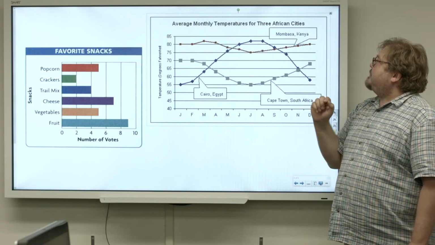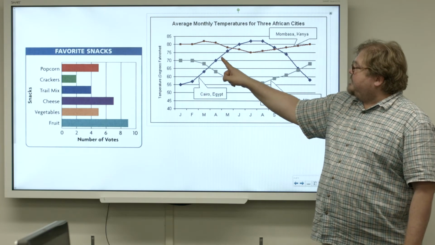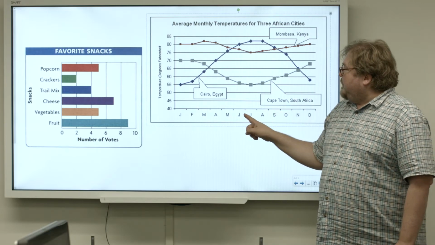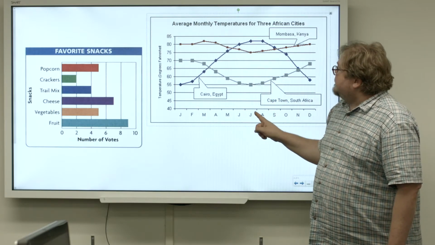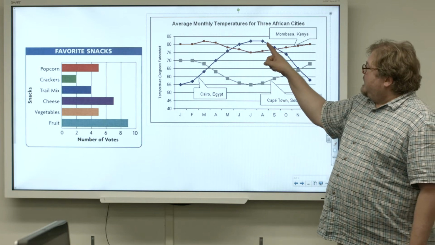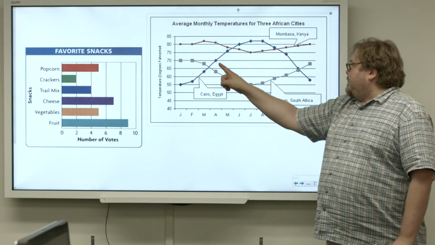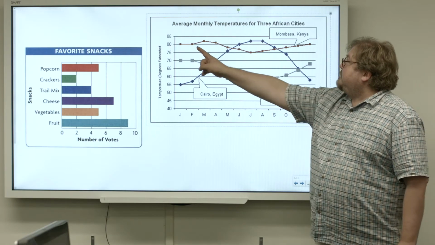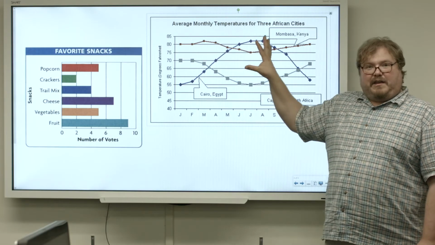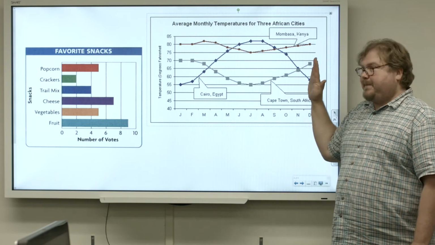The average monthly temperature for 3 African cities. We can follow here for Cairo, Egypt. We can see it rising and falling in different months. We can see that the highest month here is in July. Looks like it's about 82 degrees there. Same for August. We've got a separate city here with a different color. So this is Cape Town, South Africa. And this top one is Mombasa, Kenya. It's a good way to quickly compare different things over time.